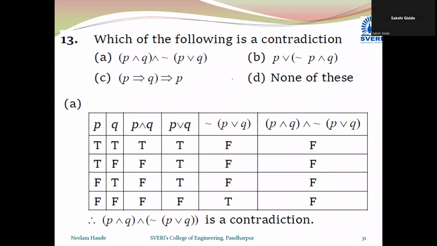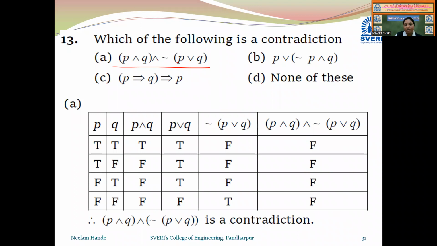Same question. Which of the following is a contradiction? What is a contradiction then? The final table, final column. All should be false. Option A.